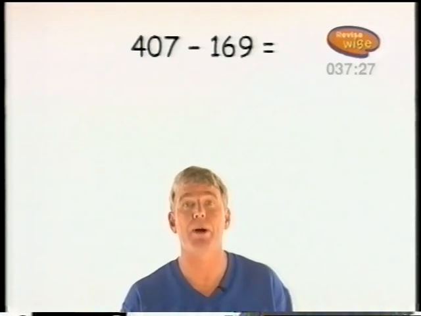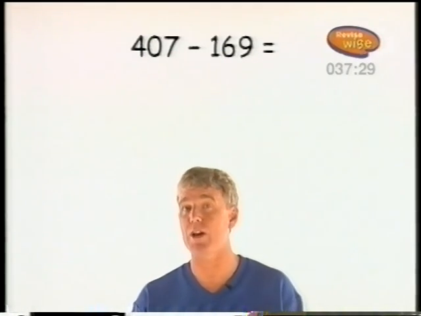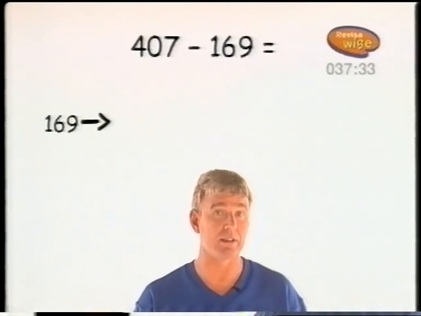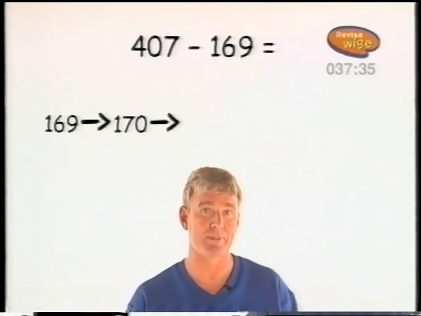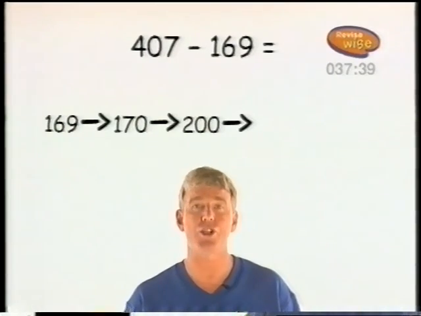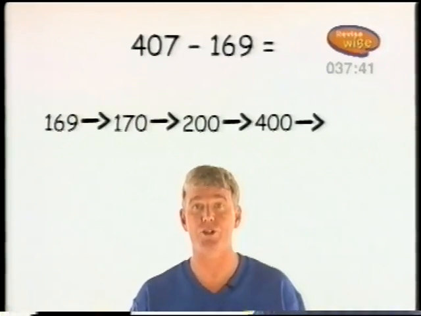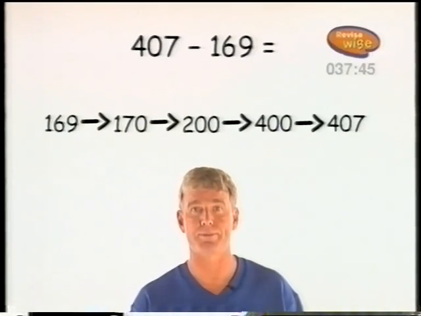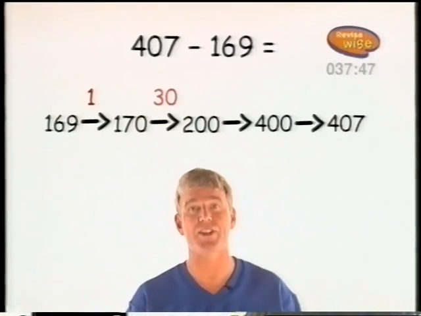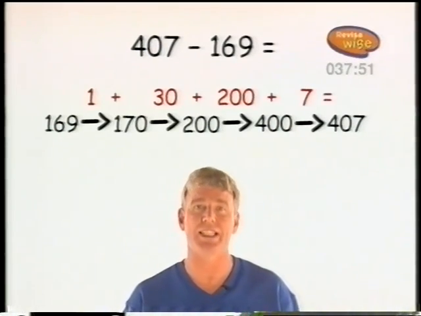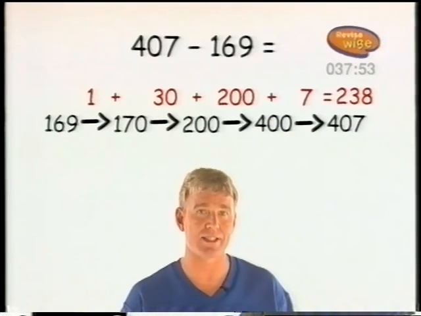Let's do this by using a number line and counting on. 169 add 1 is 170. Then 30 more to 200. 200 to 400 is 200. Then another 7 to 407. 1 and 30 and 207 is 238.